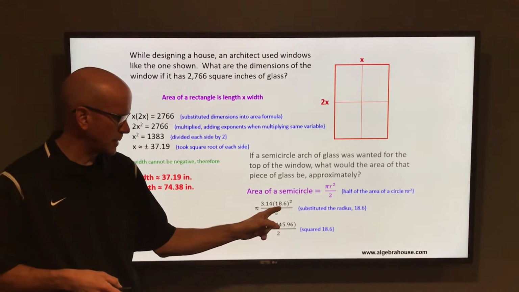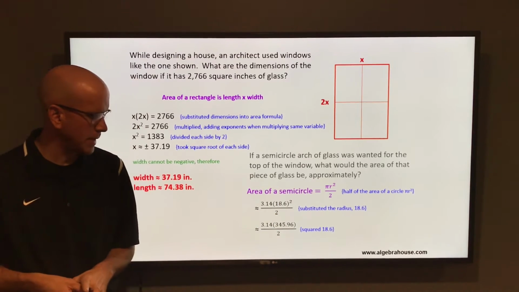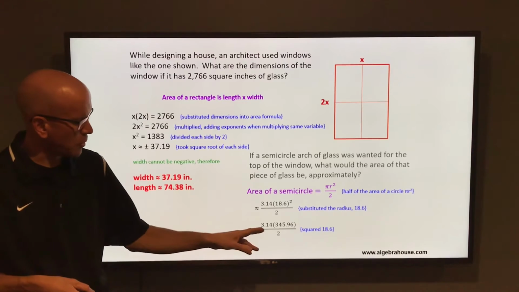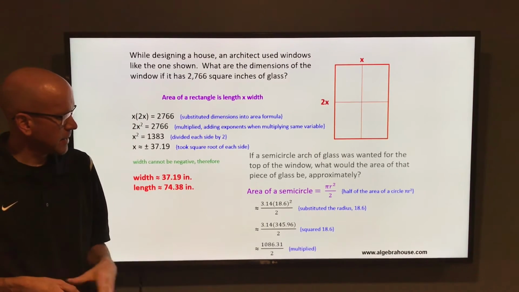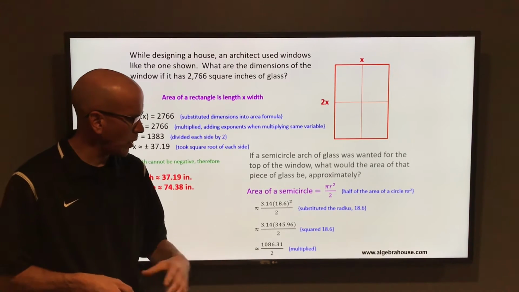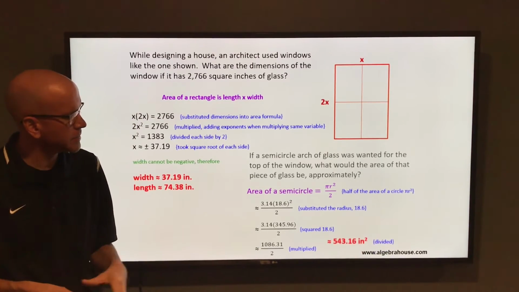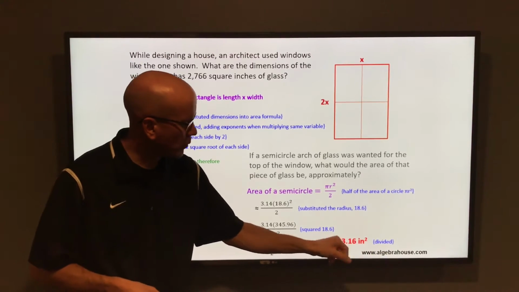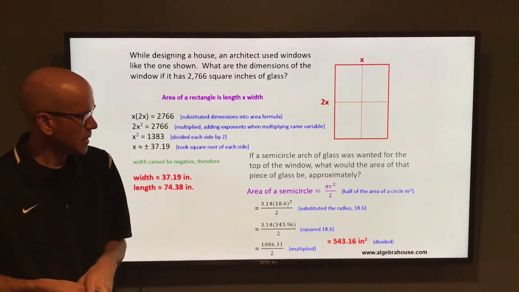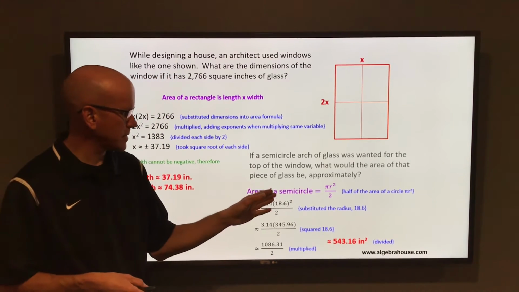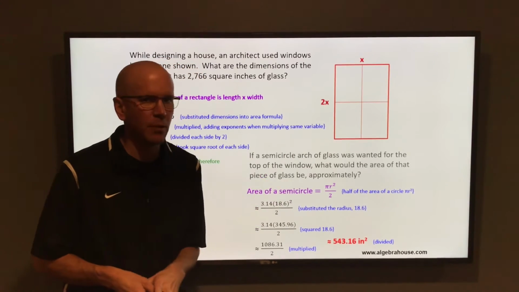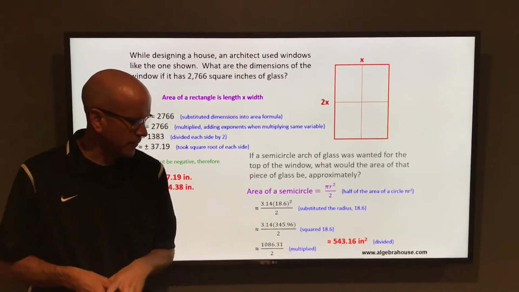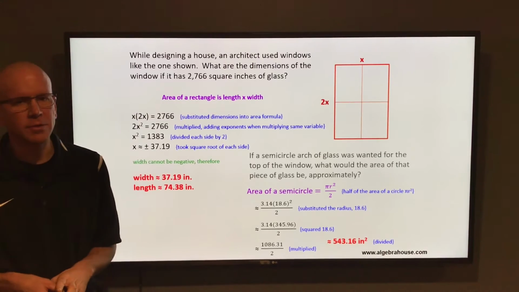If you square that 18.6, it's 345.96. Then just multiply 3.14 by 345.96. It's 1086.31 divided by 2. That is 543.16 square inches. So again, what would the area of that piece of glass be? That semicircle arch over the top of that window? It's 543.16 square inches, approximately.